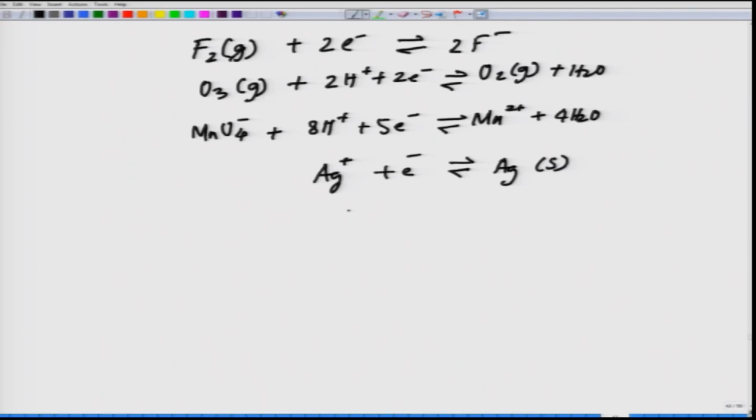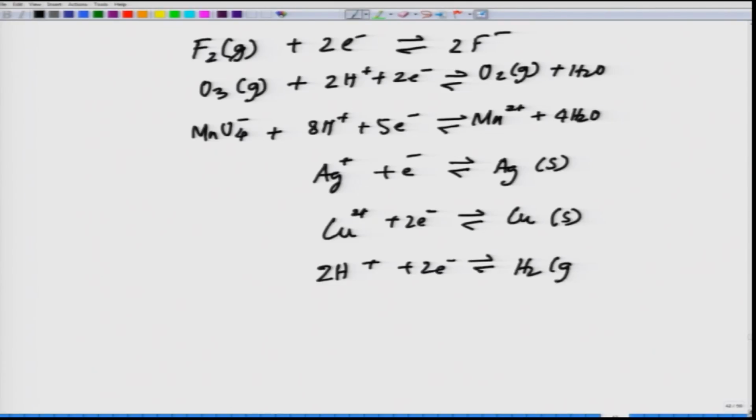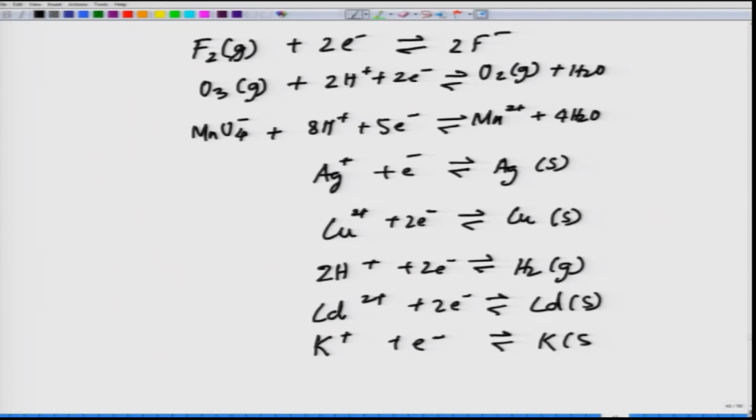Ag solid, Cu2+ plus 2 electrons, making it Cu solid. Similarly, 2H+, now this is the reaction we have already talked about, H2 gas. Okay. Now cadmium 2+ plus 2 electrons, making it cadmium solid. Okay. Similarly, potassium+ plus electron, making it potassium solid. Okay. Similarly, lithium+ plus electron, making it lithium solid.